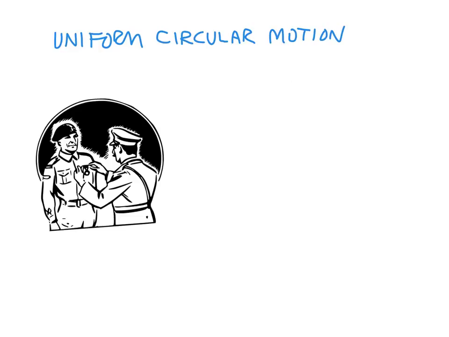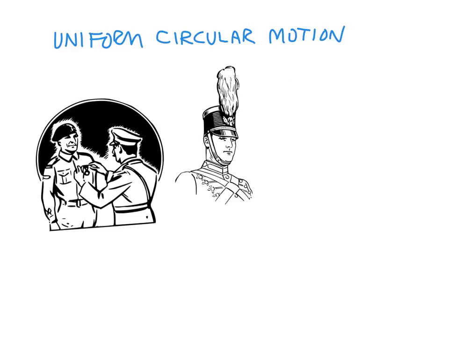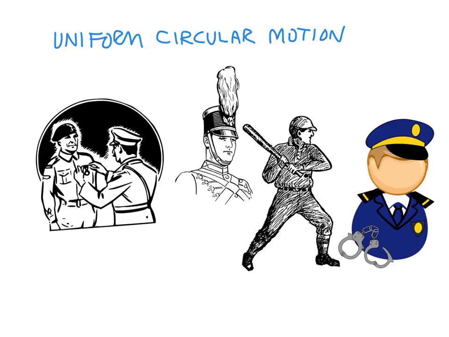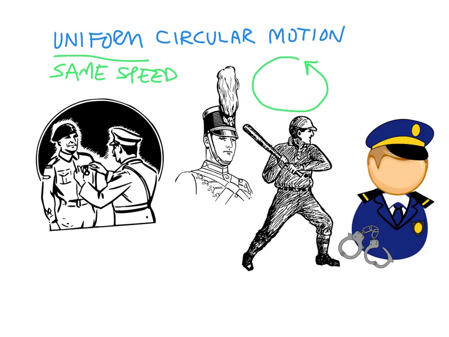In this video, we'd like to discuss the details of uniform circular motion. When we talk about uniform, you might think of things like a soldier's uniform, a band uniform, a police uniform, or maybe even a sports uniform. When we talk about uniform circular motion, though, uniform means the same. In this case, we're talking about things that are traveling at the same speed. And circular motion just means that the object is traveling in a circular path.